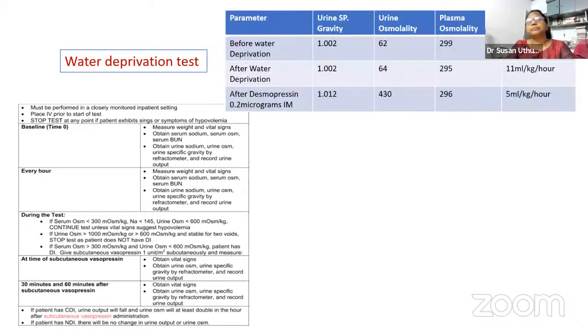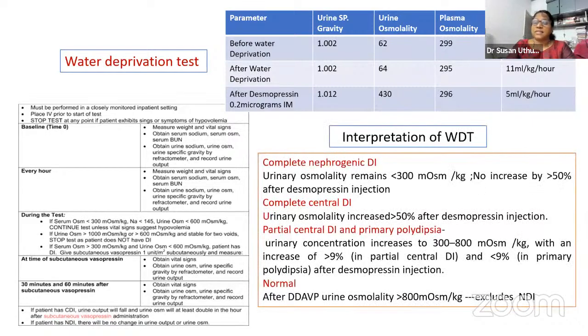So the index child, actually before water deprivation, the urine specific gravity was very low, serum was 299, and her urine volume was 12 ml per kg per hour. After water deprivation, you can see that there is not much of change, and the urine volume is still 11 ml per kg per hour. But once you gave desmopressin, you could see that her urine output dropped and the urine osmolality also went up. So this child is possibly having a central DI because the urine osmolality improved with vasopressin.